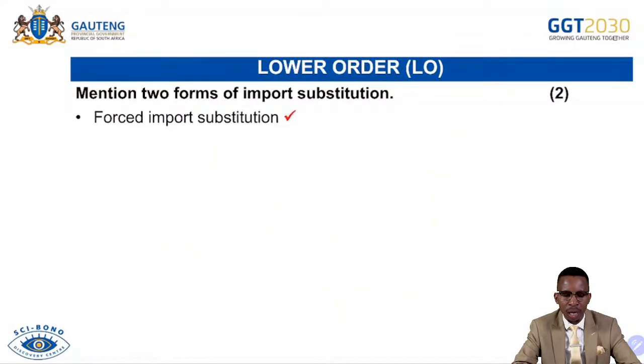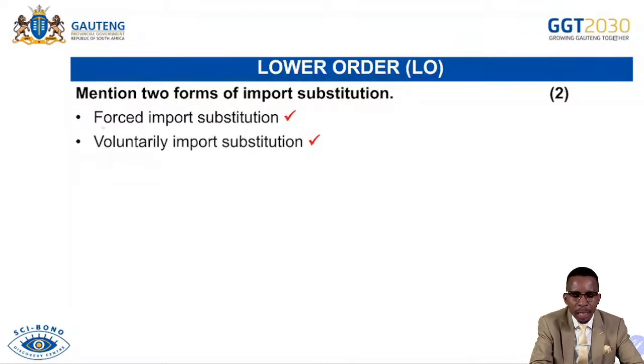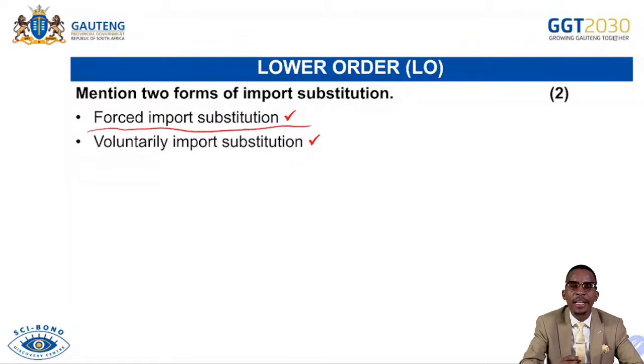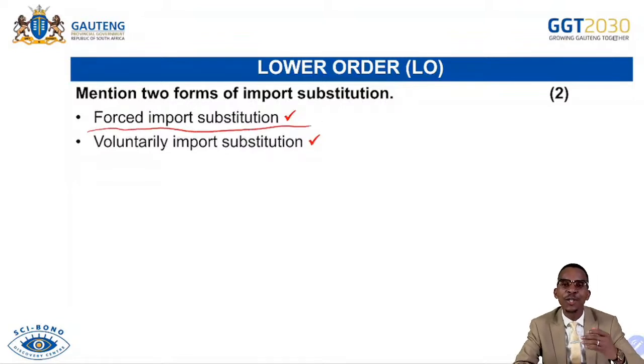And then the question mentioned two forms of import substitution. So there are two forms in this case. We talk about forced import substitution, and then we talk about what we call voluntary import substitution. If the import substitution is forced, that simply means the country is not allowed to trade with other world countries. The country has been either sanctioned or banned from trading with other world countries.